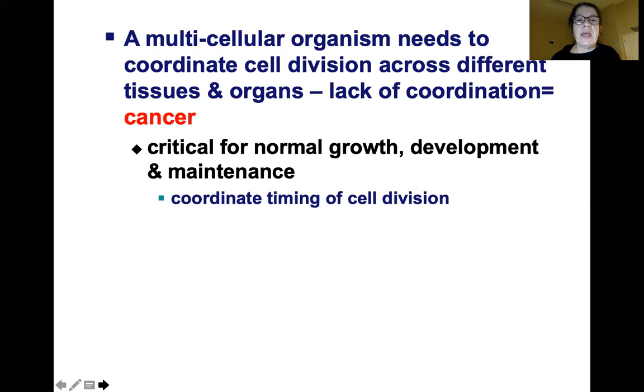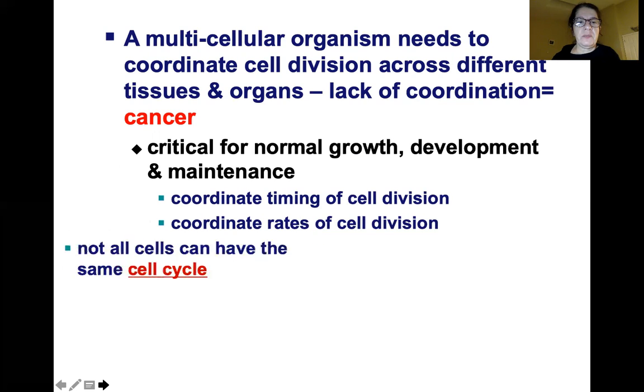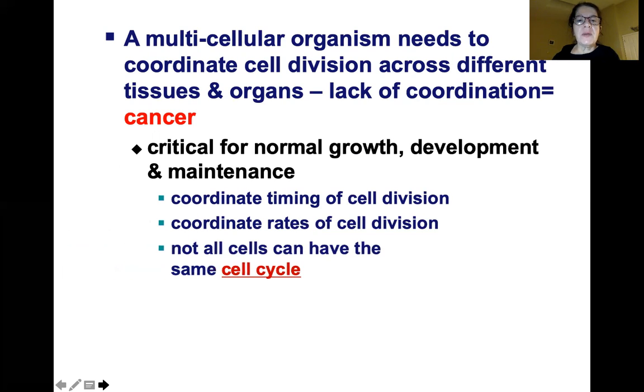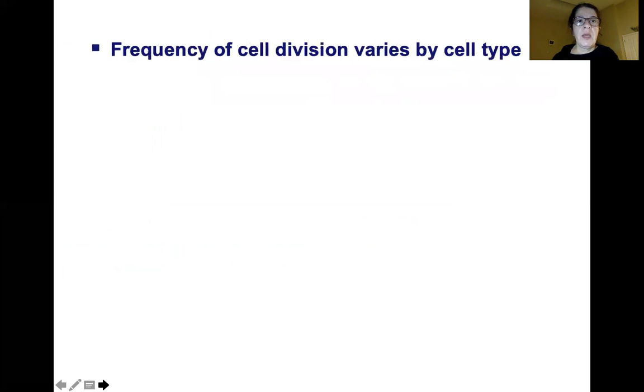It is critical that multicellular organisms coordinate the timing of cell division. They also coordinate the rates of cell division. Not all cells can have the same cell cycle, and that's very important to understand. So the frequency of cell division really varies by cell types. Small prokaryotic organisms such as bacteria usually divide every 20 minutes.